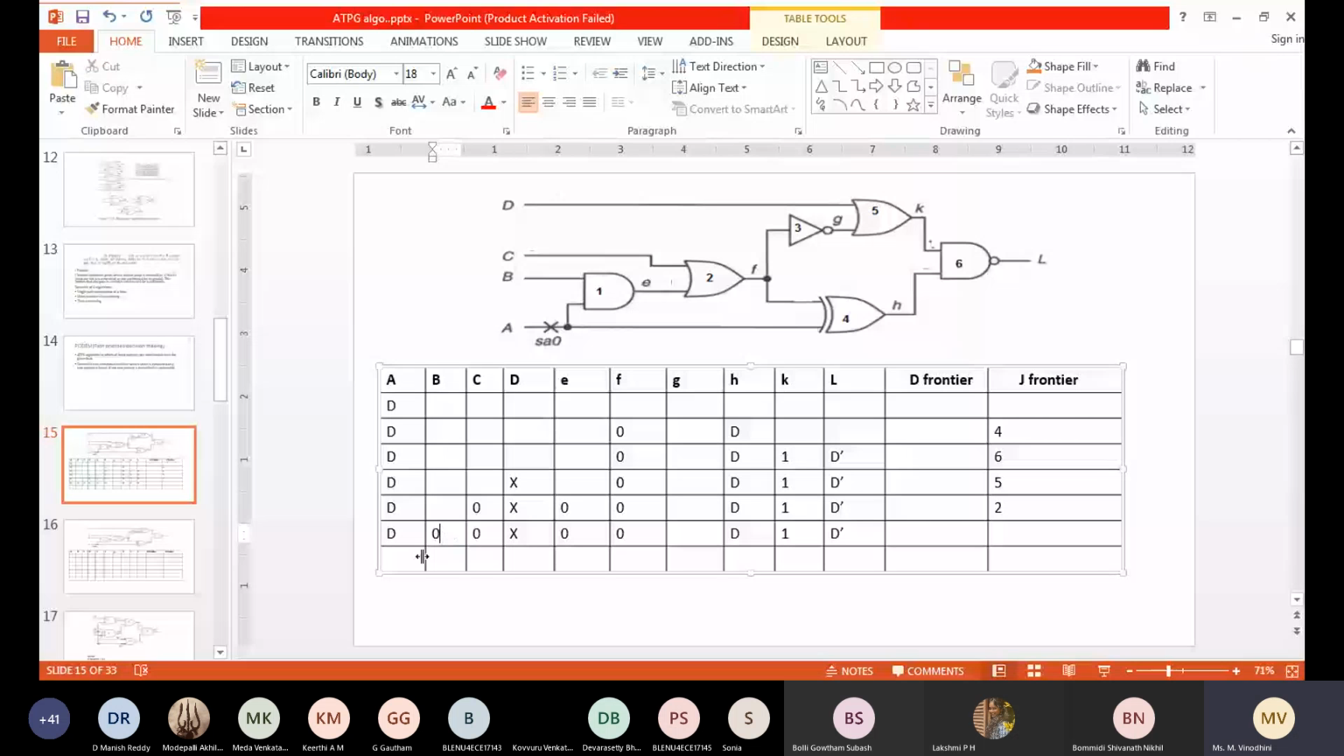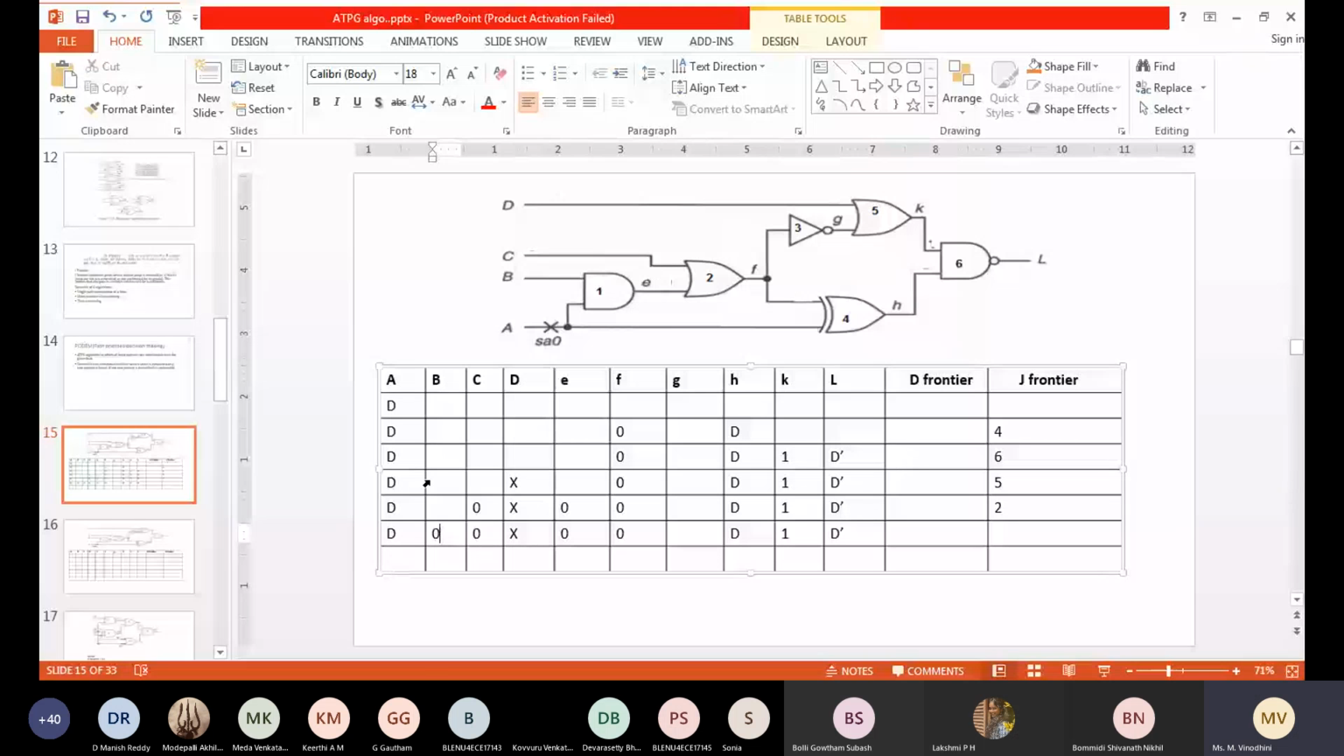So now we are able to do the line justification also. We propagated the fault through this path and we did the line justification here. First we did for K. When I did for K, I did for G also. Then I did for F. Then I did for E. So line justification is done.